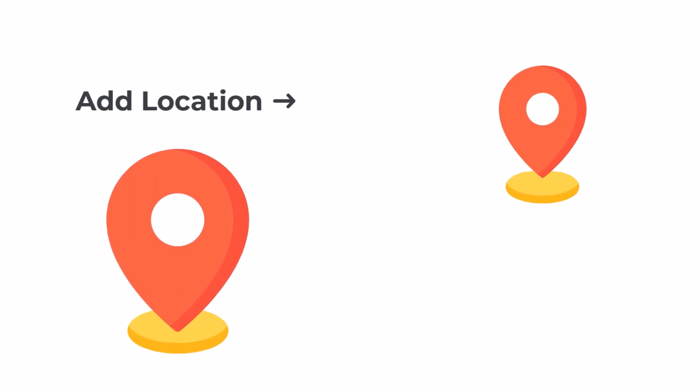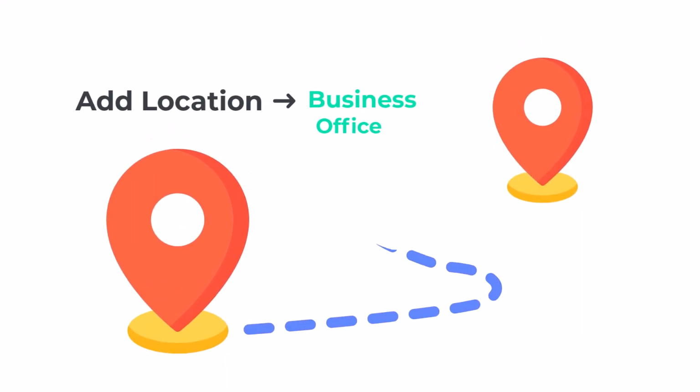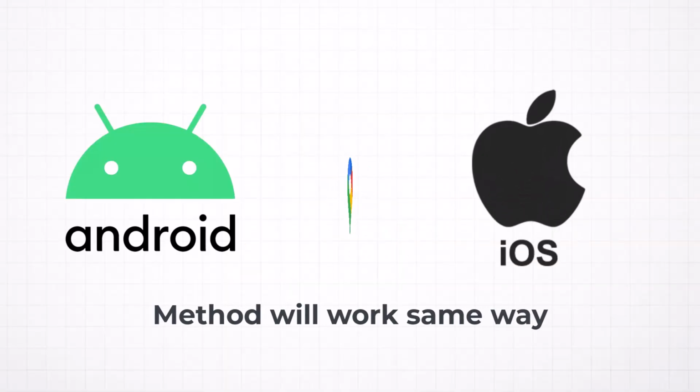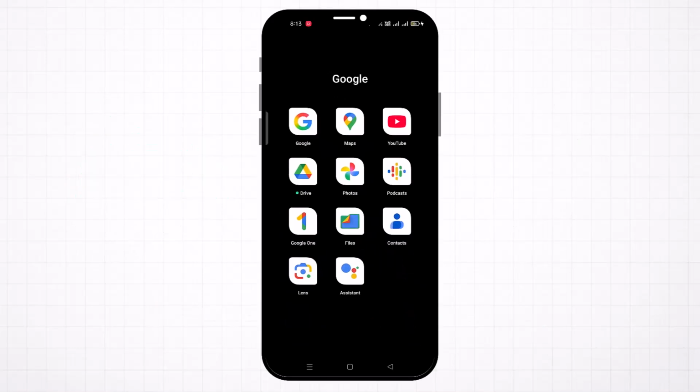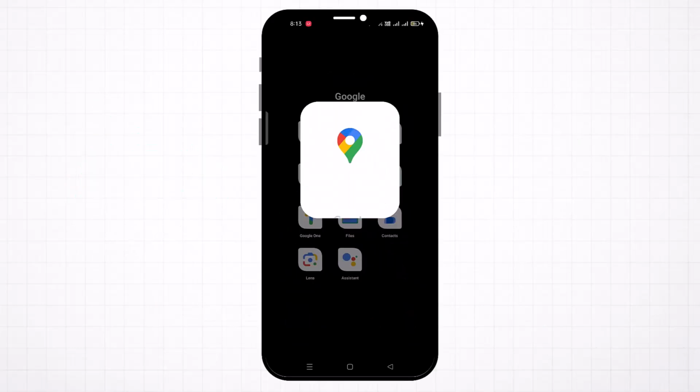This video teaches you how you can add your business, office, or home location in Google Map. Don't worry if you are using Android or Apple device, the method will remain the same. First, open your Google Map application in your mobile.